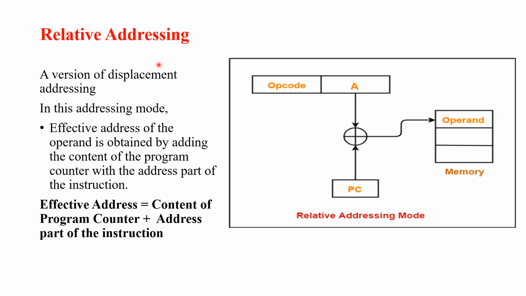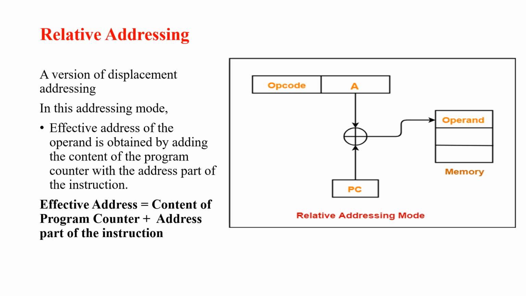In relative addressing mode, the effective address of the operand is computed by adding the content of the program counter to the address part of the instruction. This method is often considered a version of displacement addressing, allowing for dynamic addressing based on the current location in the program. The effective address is calculated by the formula: effective address is equal to the content of the program counter plus the address part of the instruction.